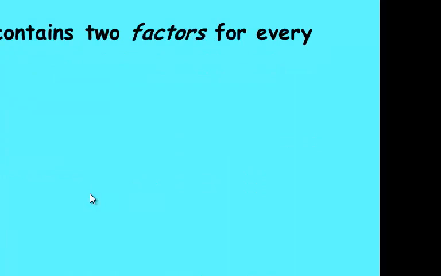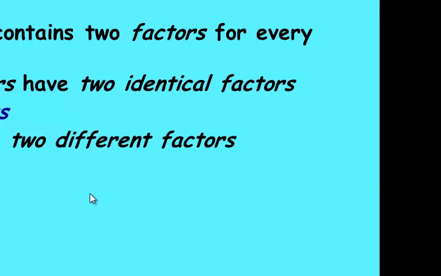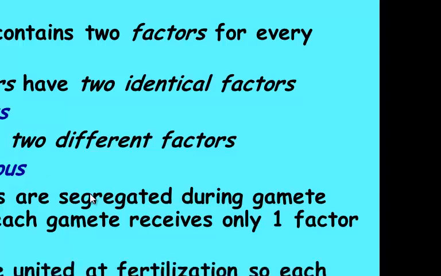Again, that 3-to-1 indicated to him that each organism contains 2 factors for every trait. Those factors we now call alleles. So you have 2 factors for each trait. 2 true breeders have 2 identical factors. We say they're homozygous. And hybrids have 2 different traits. They're heterozygous. The 2 factors segregate during gamete formation. Each gamete receives only 1 factor.